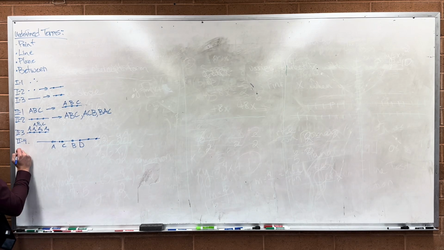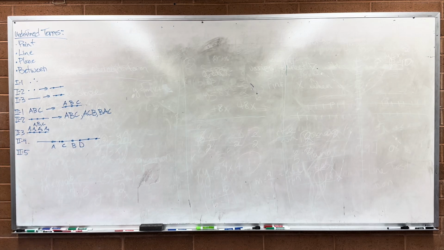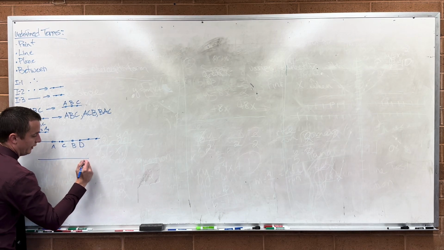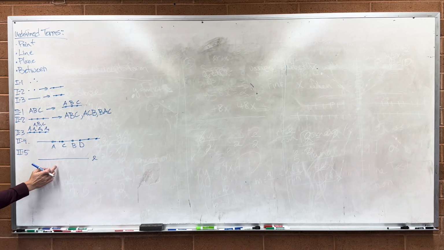Okay, and then what was 2.5? Each line separates the points not on the line into two sets. A line splits the plane. That's essentially what it tells us. If you have some line L, then you split the plane into 3 sets.